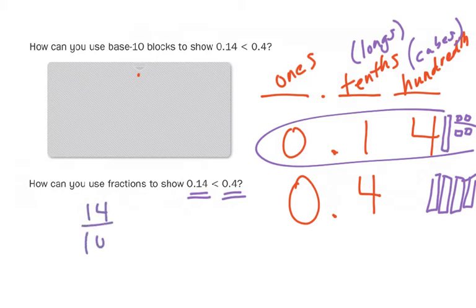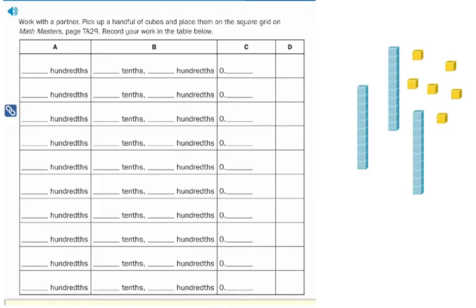14 hundredths is less than 4 tenths. All right, we're going to go ahead and work in our math journal. We are on journal page 93.